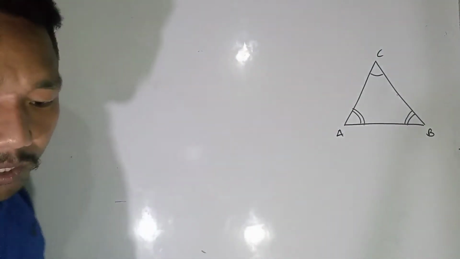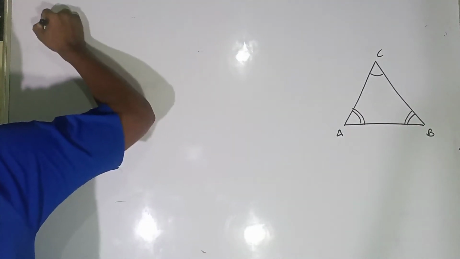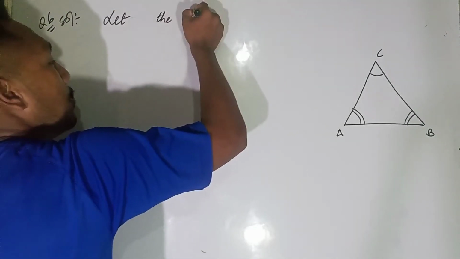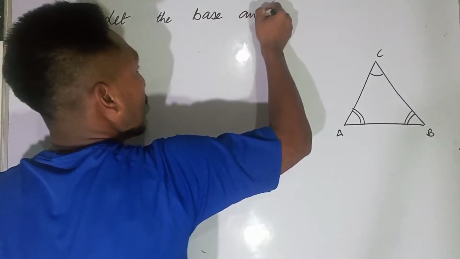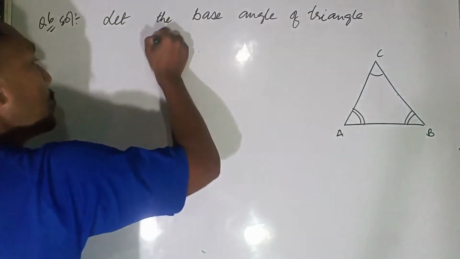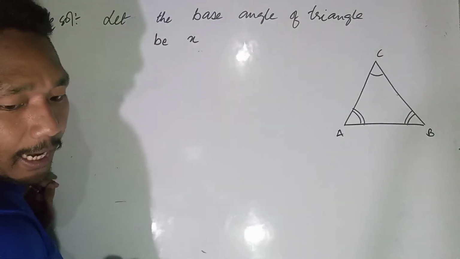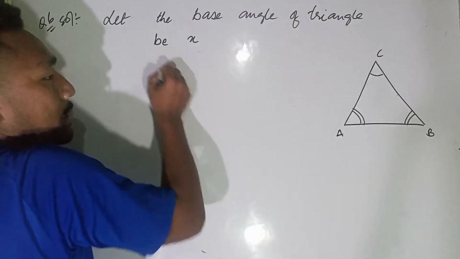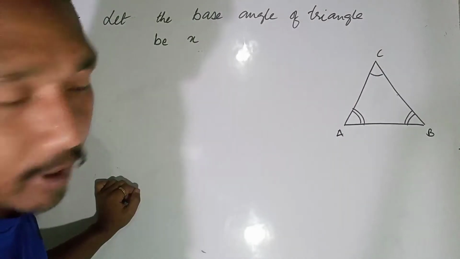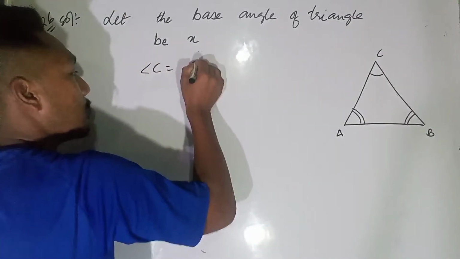Let the base angle of the triangle be x. Question number 6, solution. Let the base angles of the triangle be x, and the vertex angle, that is C. This is what we call the vertex angle. The vertex angle is 40 degrees. Then what are the base angles? The angle C is given, that is 40 degrees.